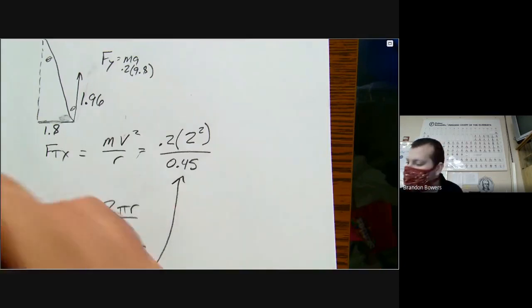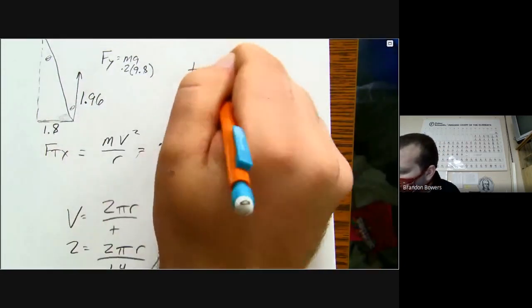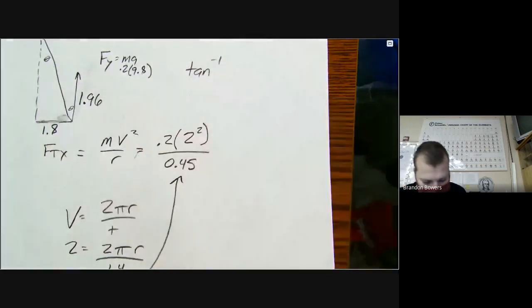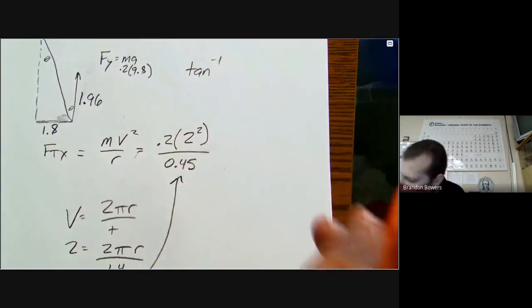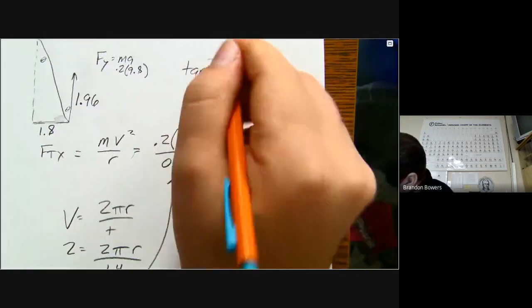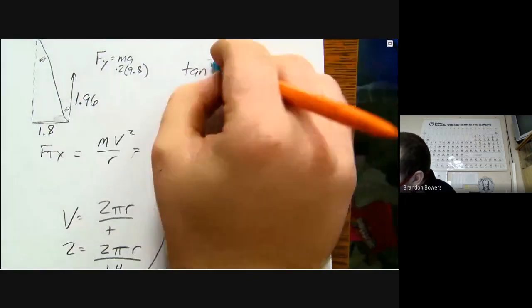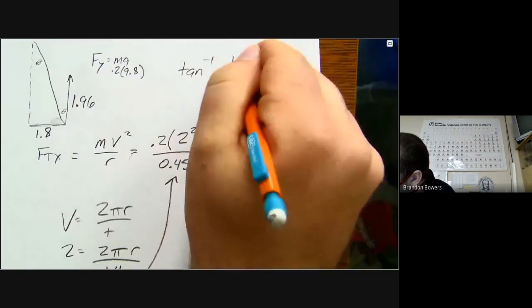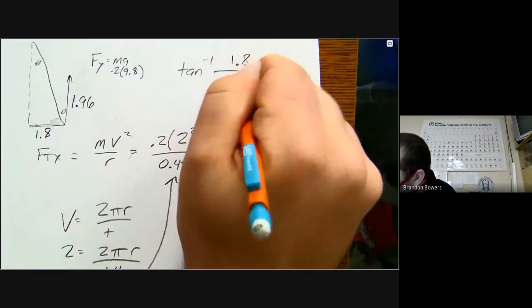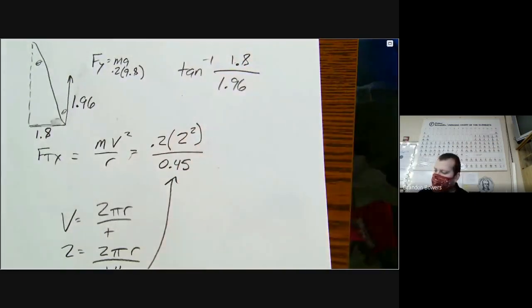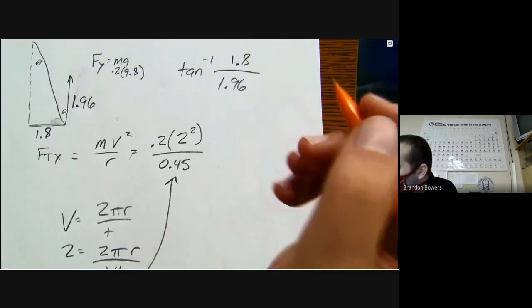Inverse tangent. So you're going to have the inverse tangent of 1.8 over 1.96. What angle do you guys get? 42.46. So 42 degrees.